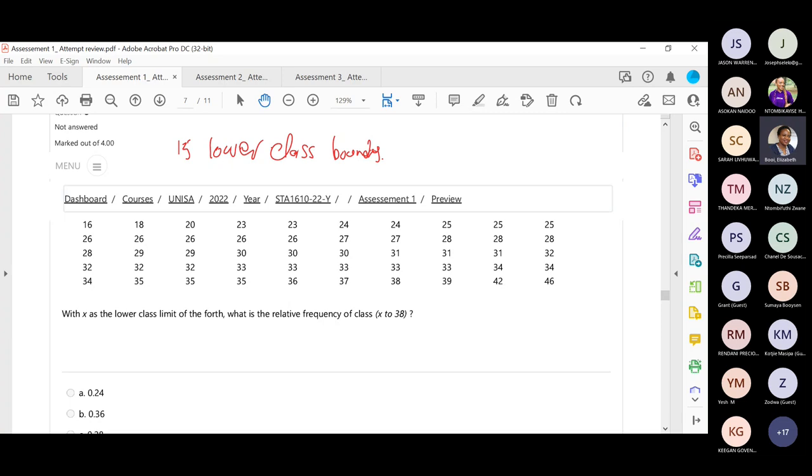So what they expect you to do is create an interval, but here the question says, with x as the lower class limit of the fourth class, what is the relative frequency of the class x to 38? Did they give you the midpoint or anything like that? What other number did they give you in the statement that will help you create the class boundaries? Because if 15 is your lower class boundary, there should be an upper class boundary, and we need those two values because this will be X, since it says the fourth class limit, X to 38. We need to be able to create a class interval. So did they give you another value? How big is the class width?